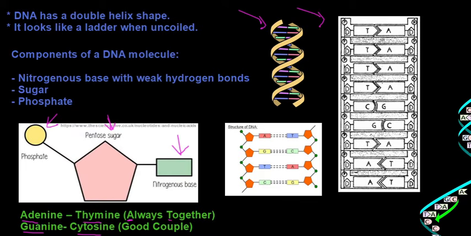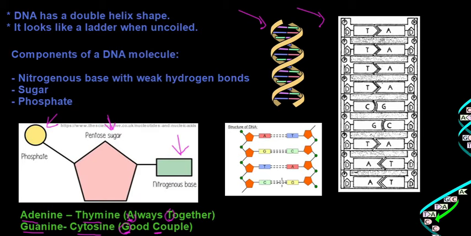They are always together, and then guanine and cytosine make a good couple. G for guanine, C for cytosine, good couple. A for adenine, T for thymine, always together. So they will always bond with each other in that specific order.